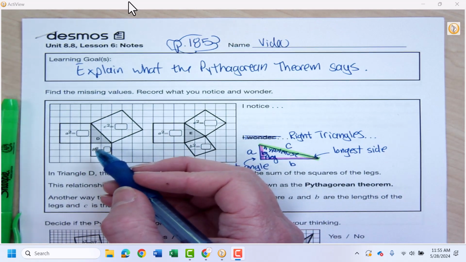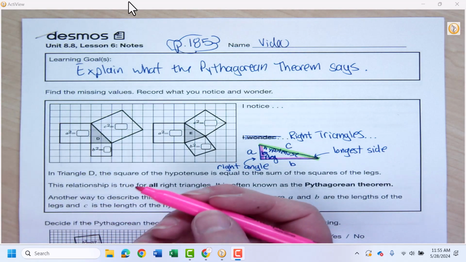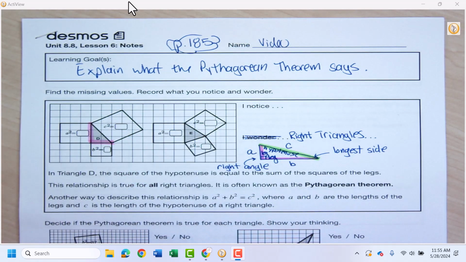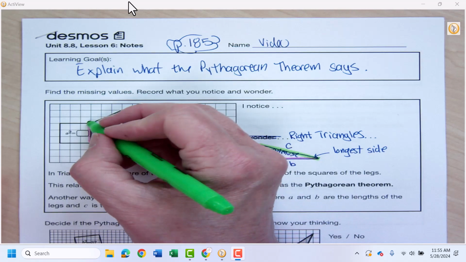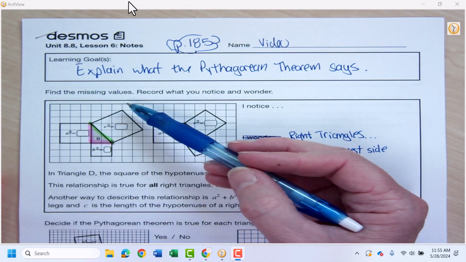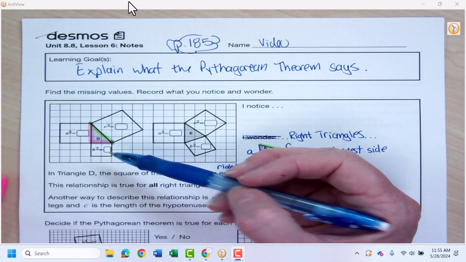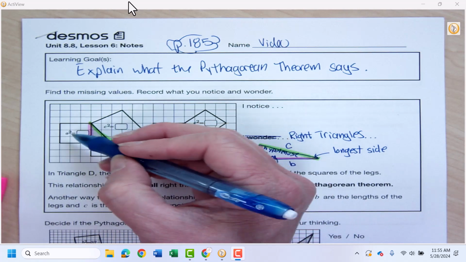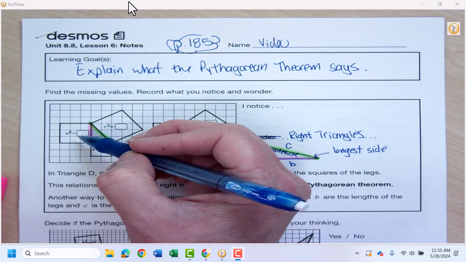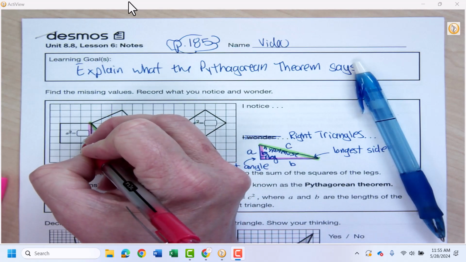Triangle D is a right triangle. So I'm going to highlight the two short sides. Those are called the legs. And I'm going to highlight the long side. That's our hypotenuse. And we're asked to find the missing values. Now, one way that we already know to find the missing values of these squares is just to find their area. Well, side A is no trouble at all. I can find the area of side A because it's just sitting nice and flat.